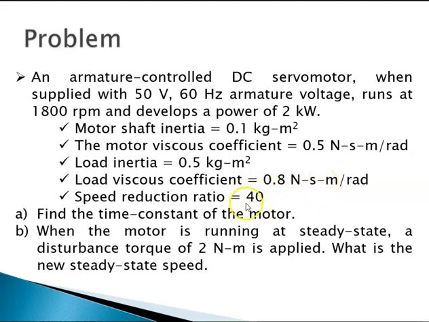In addition, there is a speed reduction gearbox between the motor shaft and the load shaft. We'll see how to incorporate this also. There is a little consideration that you can remember. Given all these, you have to find the time constant of the motor and also what happens when an additional load of 2 Newton meter is applied on the motor shaft.